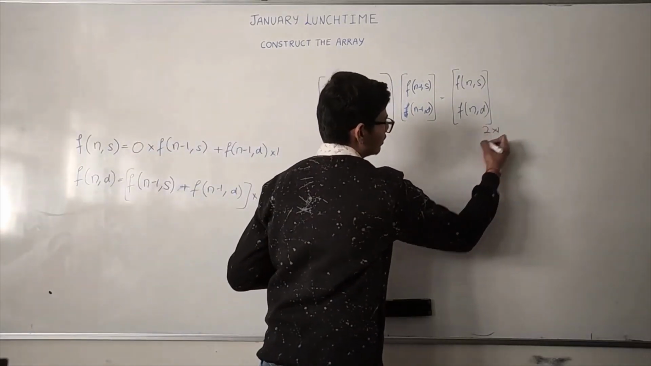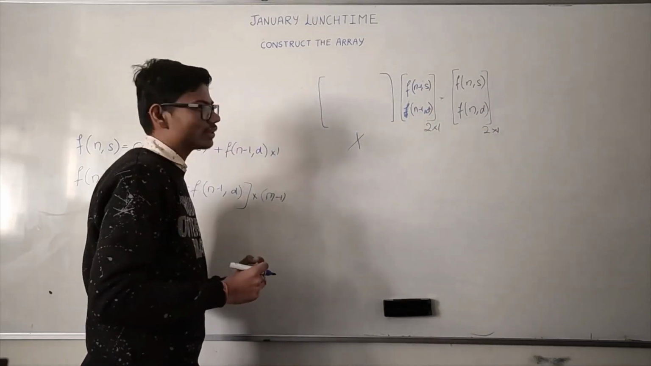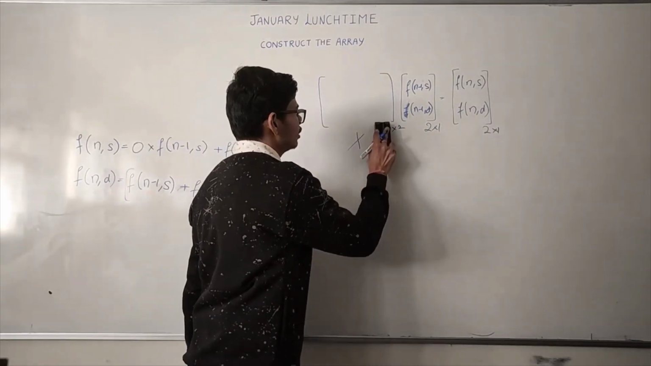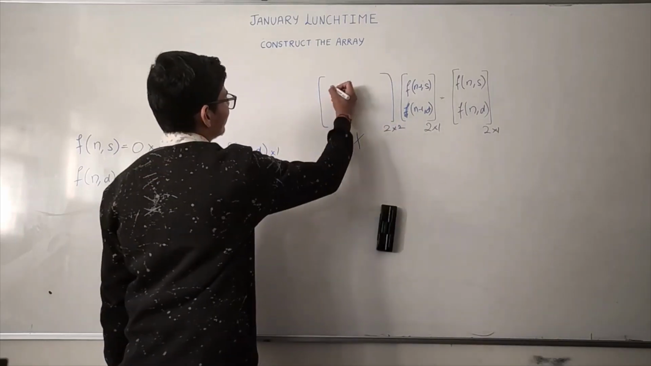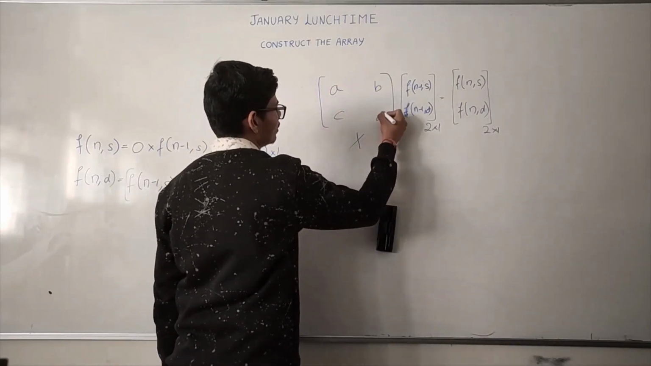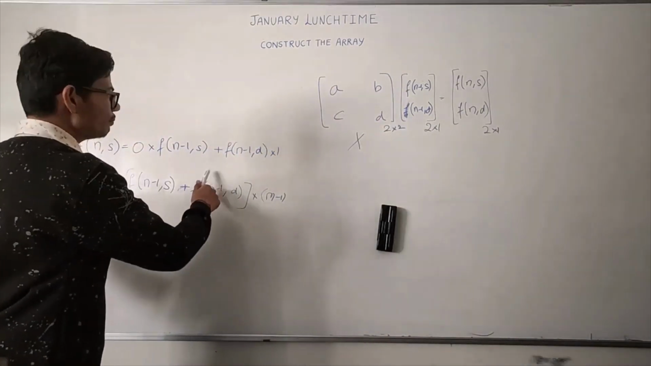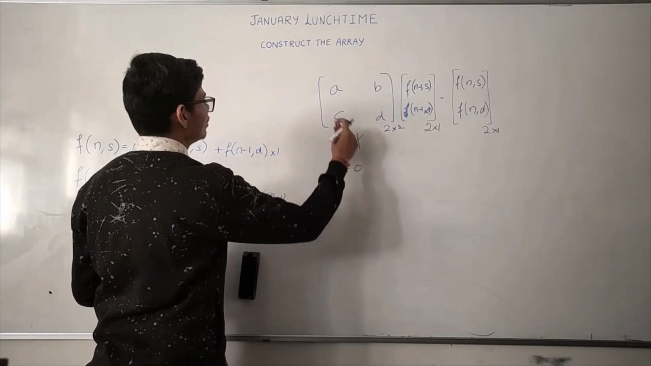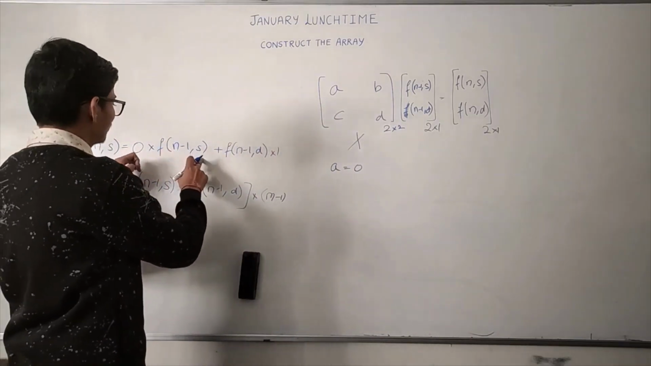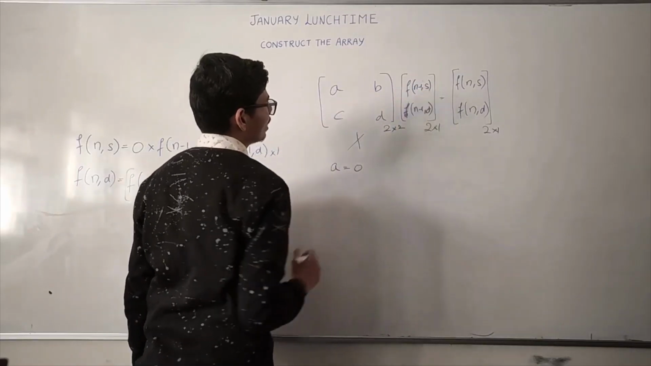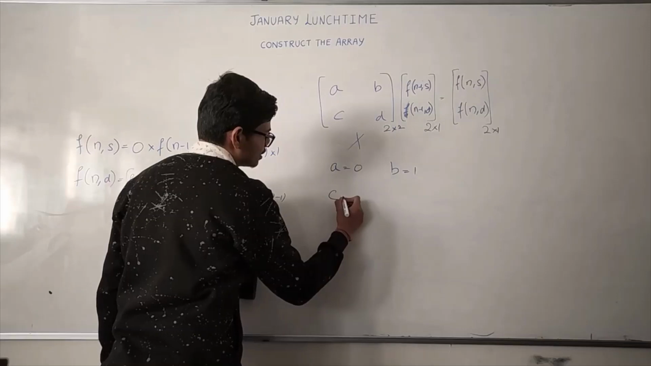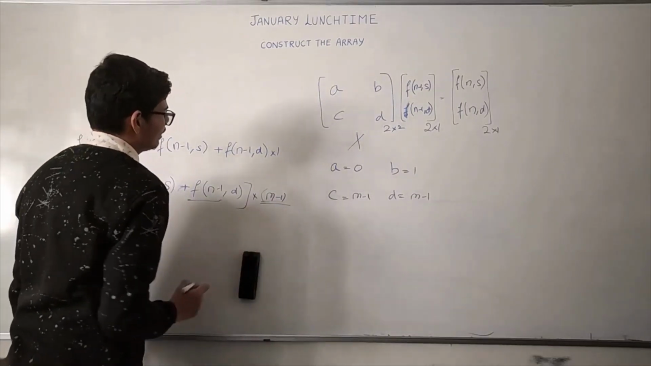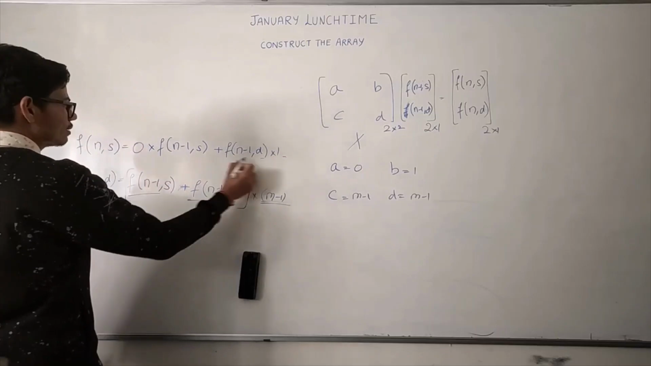Since the size of this matrix is 2 cross 1 and this matrix is also of 2 cross 1, so this matrix should be of m cross 2, and in this algorithm it is a square matrix, so m is also equal to 2, and let's say the elements of this matrix are A, B, C and D. Now after comparing these two equations and this matrix equation, we can find that A is equal to 0 because the coefficient of f of n minus 1 comma s is 0, and in multiplication A will come with f of n minus 1 comma s, and B comes out to be 1, C comes out to be n minus 1, and D comes out to be also n minus 1 because the coefficient of both these terms are n minus 1, and the coefficient of f of n minus 1 comma d in this term is 1.